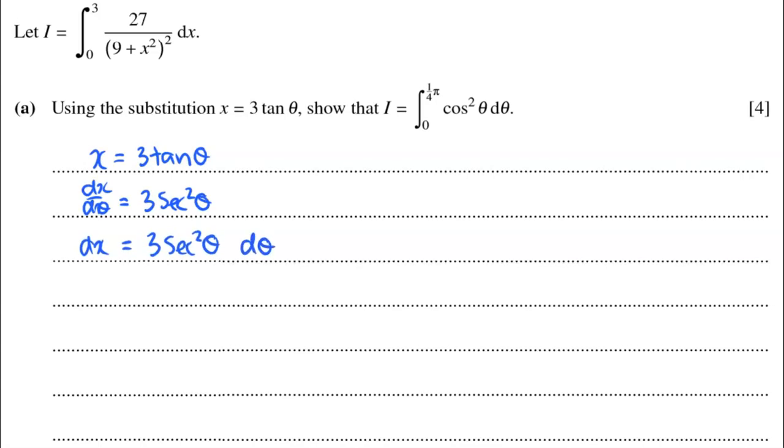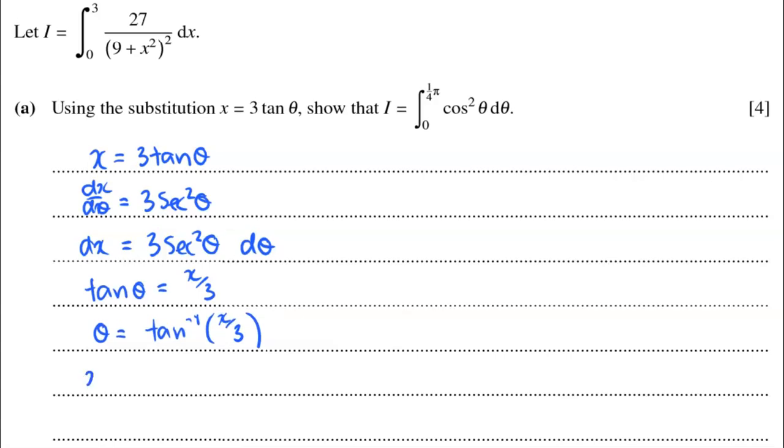That's our first step. To find the replacement boundary values, we need to rearrange the initial equation. So x = 3 tan θ would be simply rearranged to tan θ = x/3, and then we can find out that θ is equal to the inverse tan of x/3. Right, so what we do is we then use the boundary conditions.